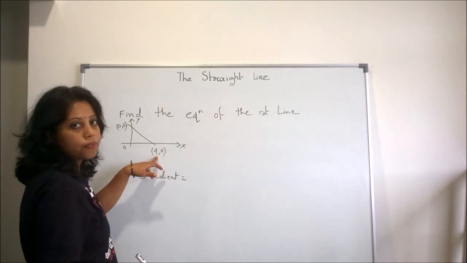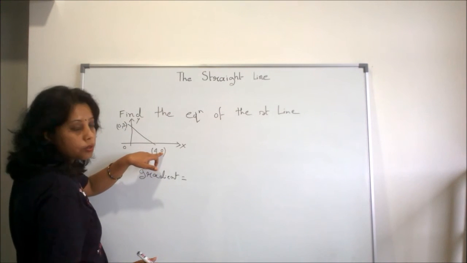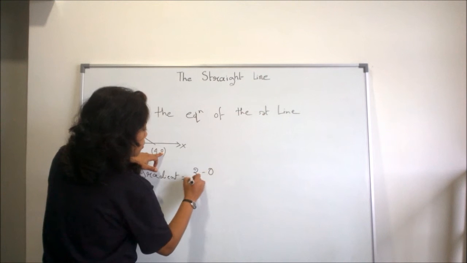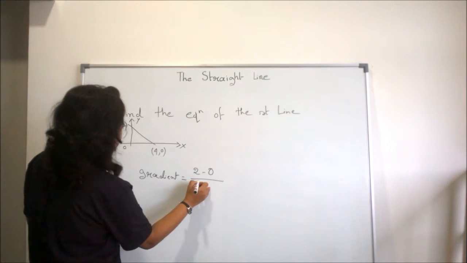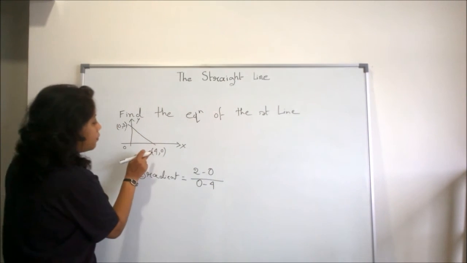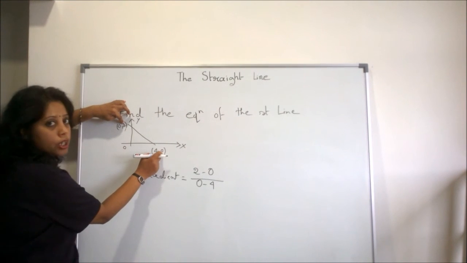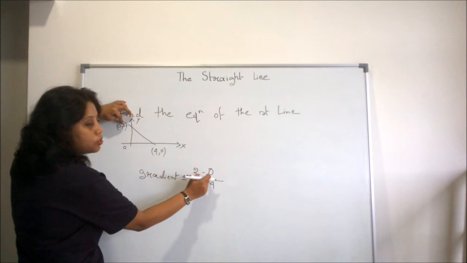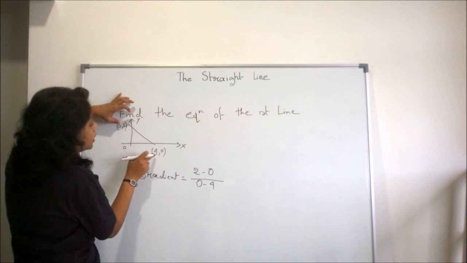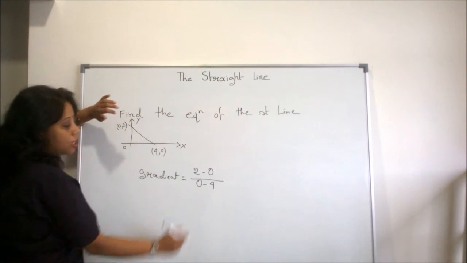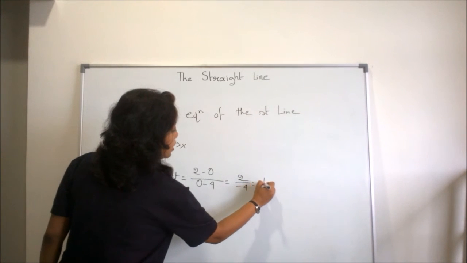The difference of y, that means here it is 2 and here it is 0. So 2 minus 0, and then divided by the difference of x. So this is 0 minus 4. Difference of y coordinate, that means here it is 2, here it is 0. So the difference of y coordinate is 2 minus 0, and the difference of x coordinate, this is 0 and this is 4, 0 minus 4. Okay, so gradient becomes 2 by minus 4, that is minus half.